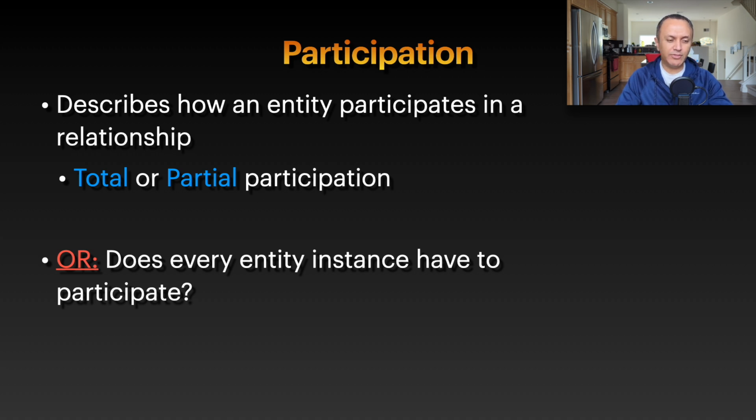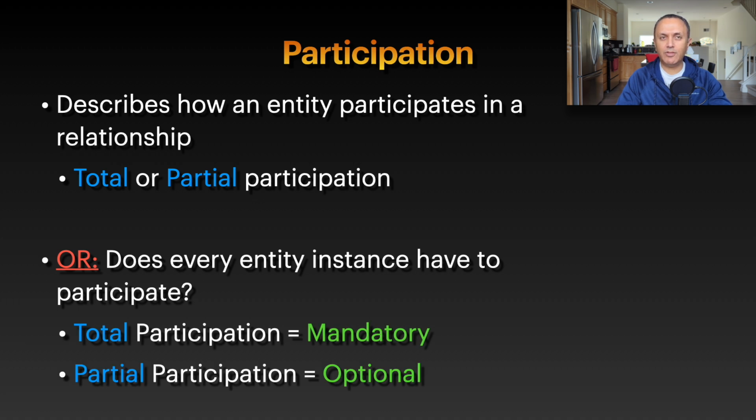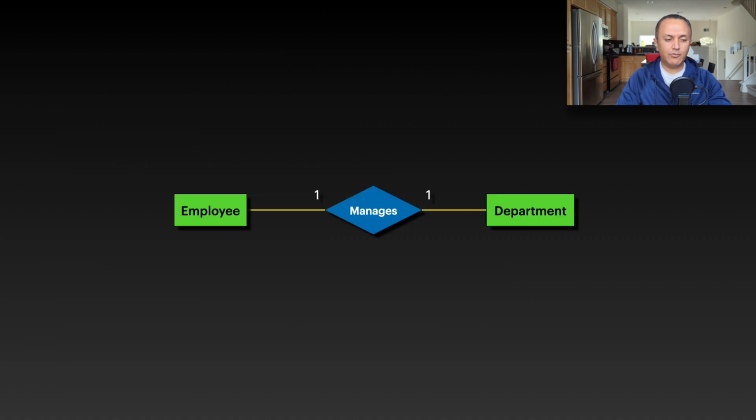If it's optional, then this is a partial participation. If it's mandatory, then this is a total participation. What does that mean in practice? Let's illustrate that with an example. Here we have the employee manages department, and we agree that this is a one-to-one relationship. Now let's look at the participation.